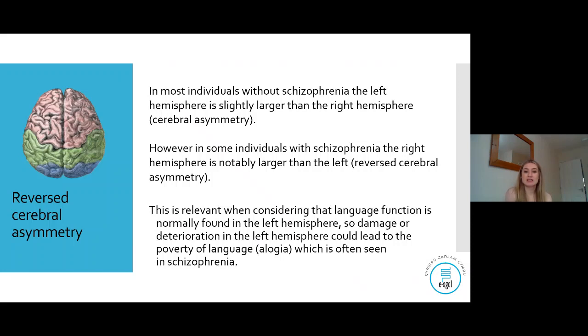So it says here, this is relevant when considering that language function is normally found in the left hemisphere. So damage or deterioration in the left hemisphere could lead to the poverty of speech, alogia, which is often seen in schizophrenia. It's a negative symptom of schizophrenia, and we know that that was classified by Kurt Schneider. He classified them into positive and negative symptoms. Positive meaning in addition to normal behaviour, and negative meaning taking away. So alogia is a negative, isn't it? So it's being taken away from normal behaviour. So we're taking away our ability to produce speech.